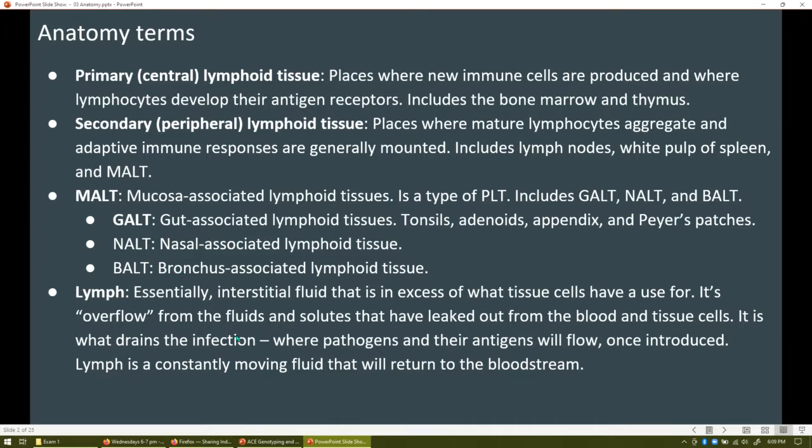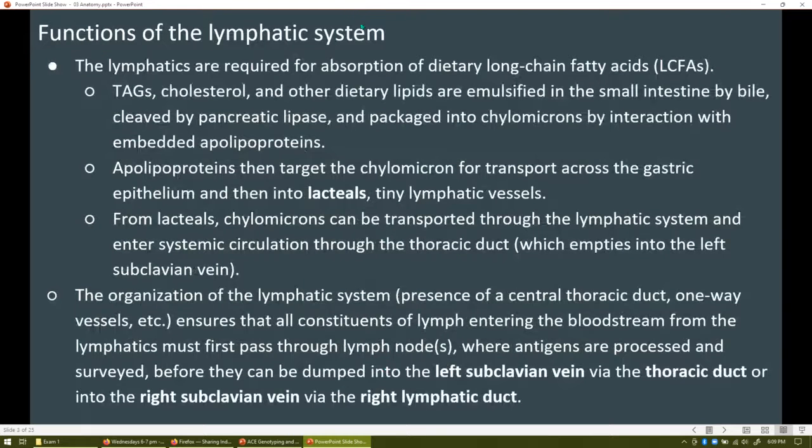Lymph is what drains the infection. It's where pathogens and their antigens flow. It contains pathogens and their antigens. And it is a constantly moving fluid. Eventually, it returns to the bloodstream after passing through lymph nodes. Okay. The lymphatic system has functions outside of just immunity.